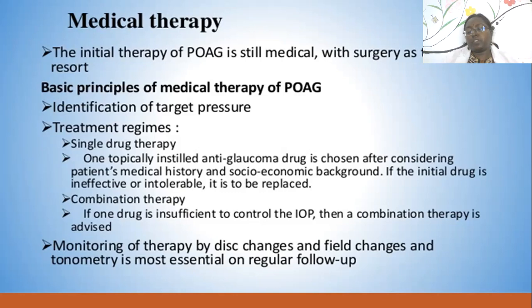If it is mild, then you ask the patient to come every 3 months. In moderate cases, you can ask the patient to come every 1 month. And if it is very severe, then you can ask the patient to come every 2 weeks.